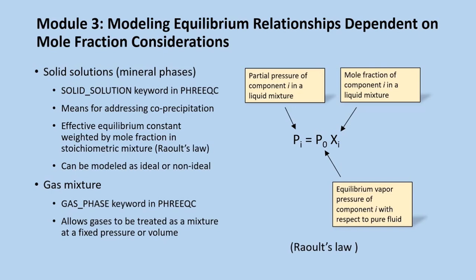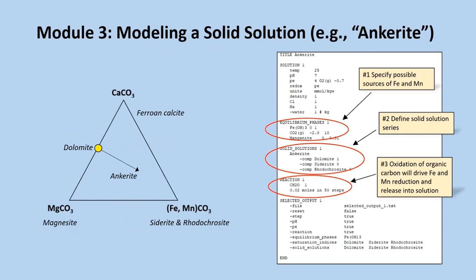Our second example, similarly related to the concept of a mixture, will entail a multi-component gas phase. Our solid solution example concerns ankerite, which is an iron manganese containing dolomite.